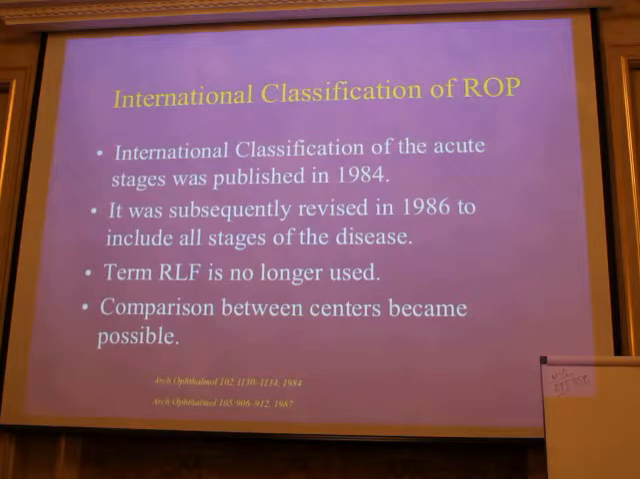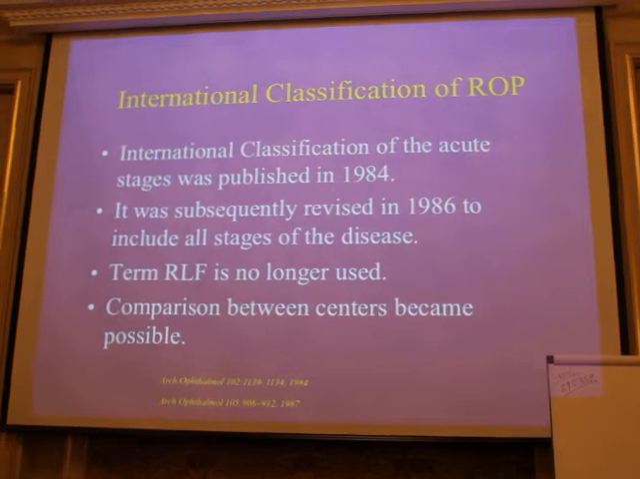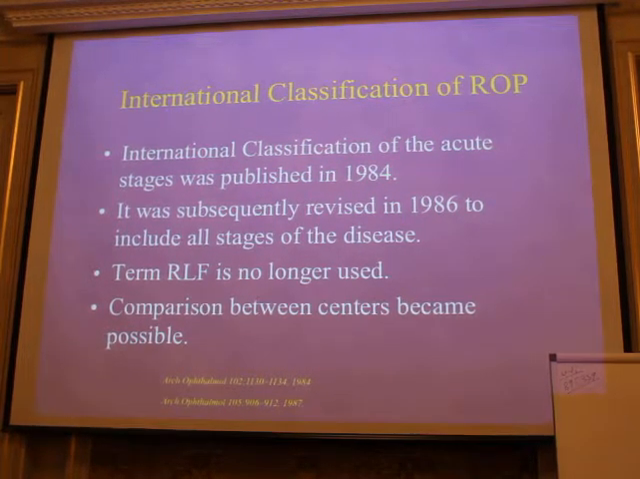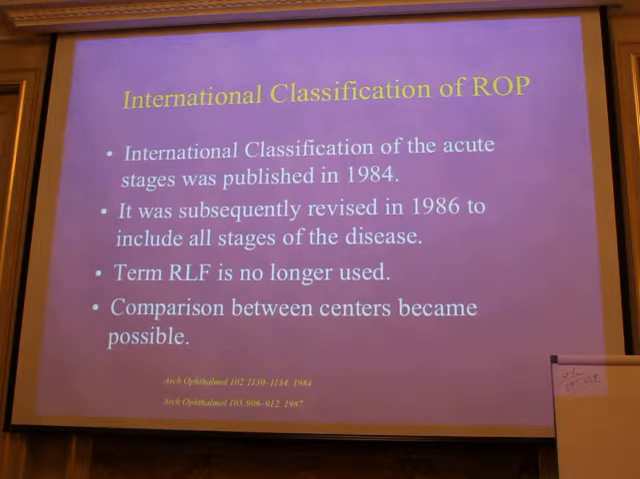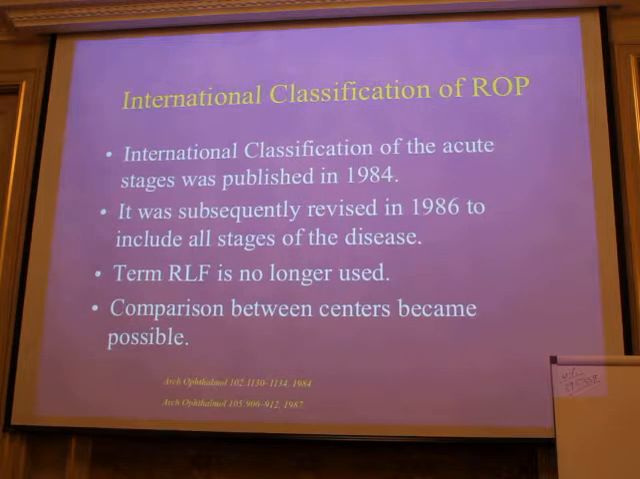First of all, we follow what we call the International Classification of ROP for this. It was published in 1984, revised in 1986, and recently re-revised one more time. The term retrolental fibroplasia is no longer used, as I said, and with this very nice classification, which I think is fantastic and unique for diseases, comparison between centers became possible.